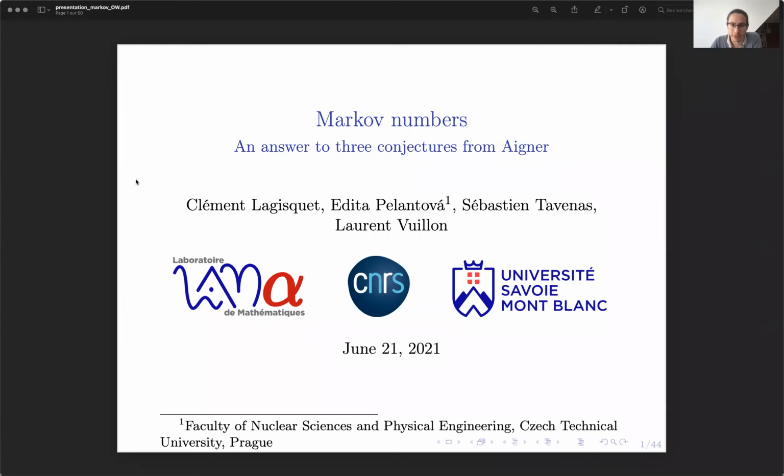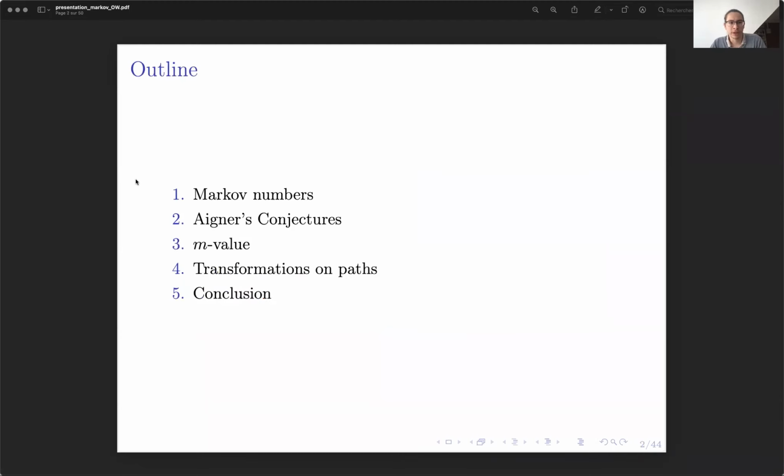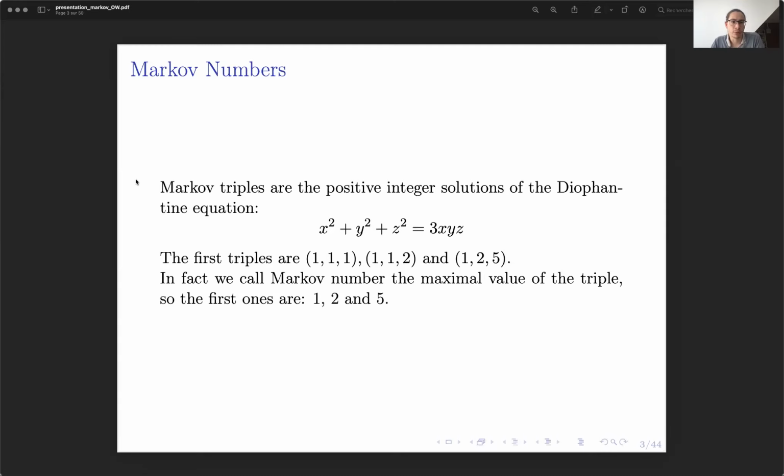Thank you. So my talk will be about Markov numbers. It's a joint work with Edita Pelantova from the Czech Technical University and Sébastien Tavenas and Laurent Vuillon, who work in the same laboratory as me. So here's the outline of the talk. We'll start by defining the Markov numbers, the Aigner conjectures, and then introducing our tools, so the M value and transformation on paths. And then we'll conclude.